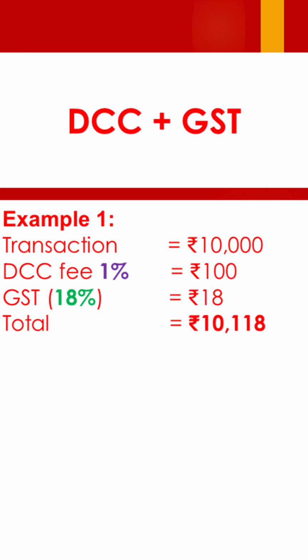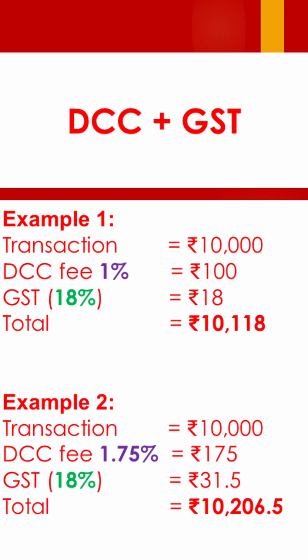Example 1. DCC fee is 1%. So DCC amount is 100 rupees. GST is 18%, so GST amount is 18 rupees. So total extra amount is 118 rupees, which adds up to make 10,000 to 10,118 rupees. Now consider a higher amount of DCC, which also some Indian banks do charge. Example 2. DCC fee is 1.75%, then 175 rupees. GST is 18%. So GST amount is 31 rupees and 50 paise. So total extra amount is 206 rupees and 50 paise, which adds up to make 10,000 to 10,206 rupees and 50 paise.